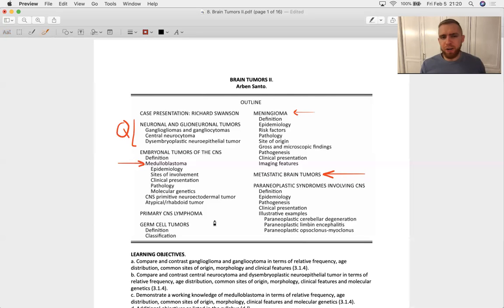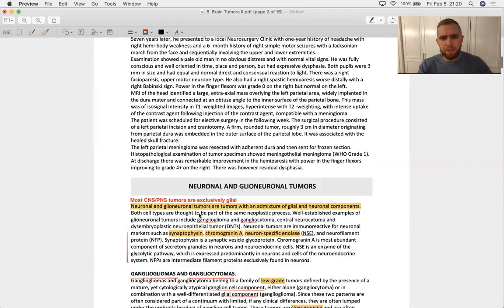I am certain that you're going to see a medulloblastoma, a meningioma, and a primary mets to the brain, which is, by the way, the most common brain cancer. Not primary brain cancer, but secondary metastasis from a different primary organ. So let's dig into this second SDL.